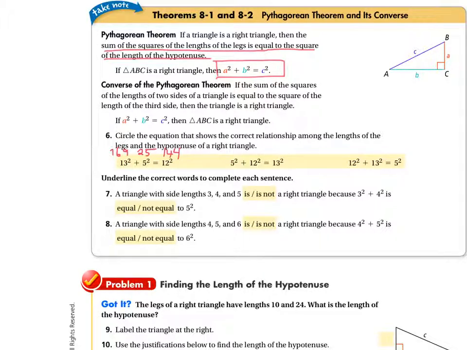I want you to add the 169 and the 25. It should be obvious that it's not going to add to a smaller number, 144, right? But what is 169 and 25 equal to? 194. Okay, I'm going to trust you on that. 194. That does not equal the 144. So therefore, that doesn't prove that it's a right triangle. What did they do wrong?